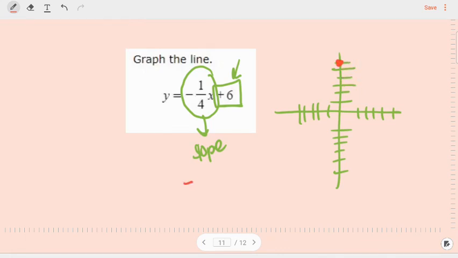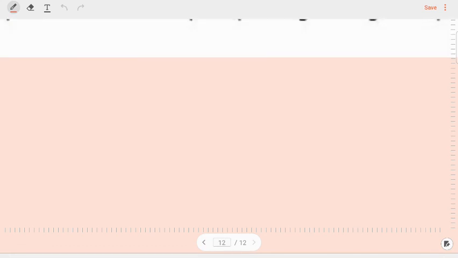And then my slope, which is negative 1 over 4, notice I put the negative with the top, is going to tell me how steep it is. So negative means it's going to go down. And this is pretty close to 0, so I'm thinking it's not going to be super steep. So what is that going to look like? I'm going to count down 1 space and to the right, 1, 2, 3, 4. And there's my line. And you can see it does go down, and it's not super steep. It's kind of shallow since it's a small fraction.